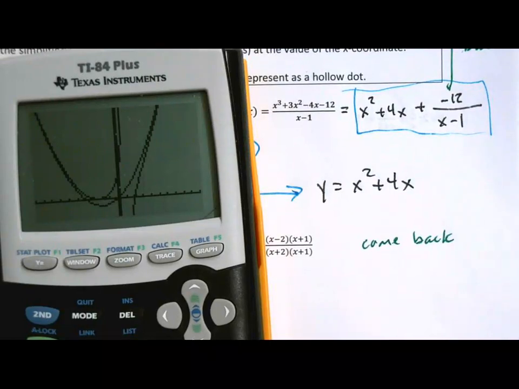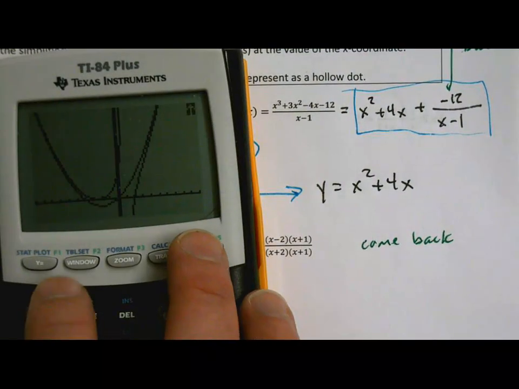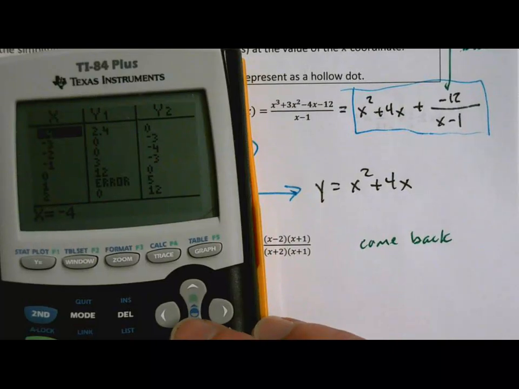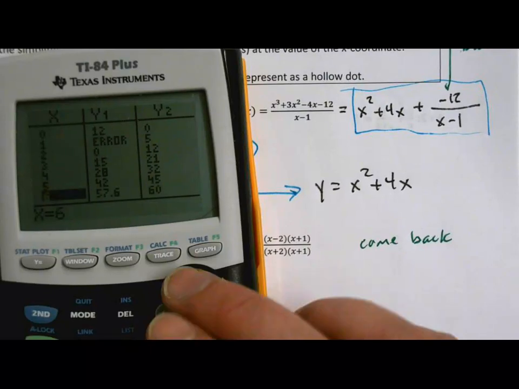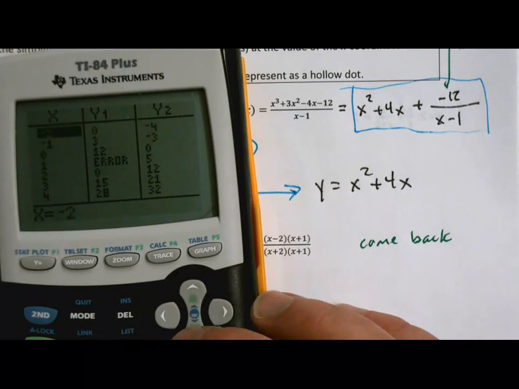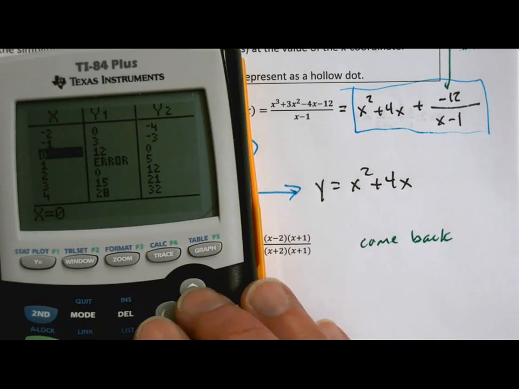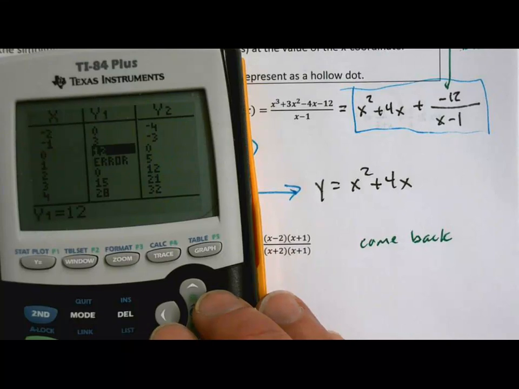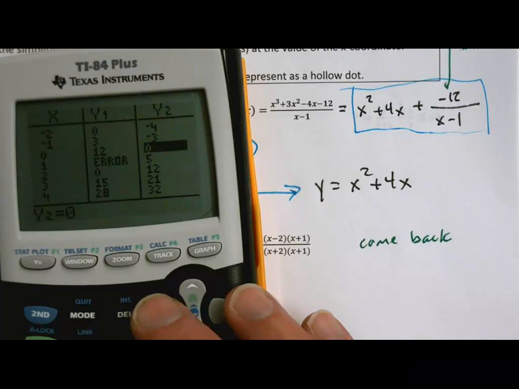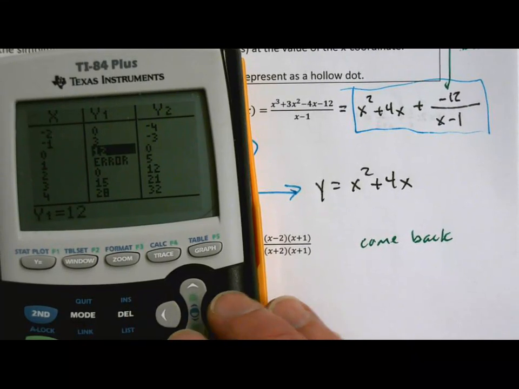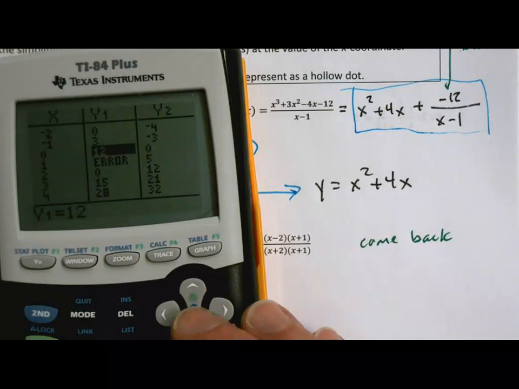One more thing, look at your table with me. Hit second graph to look at your table. And scroll down so you can see 0, or up, just get to where you can see x value of 0. Notice that the x and the y values for our y1, which is our actual function, and y2, which is our end behavior asymptote, now they don't really correspond to each other very well here. The numbers are way off.